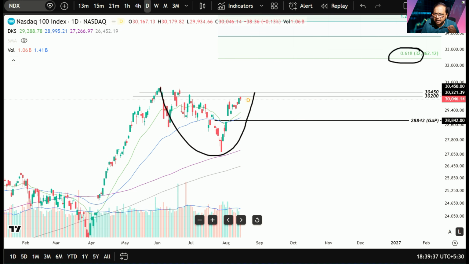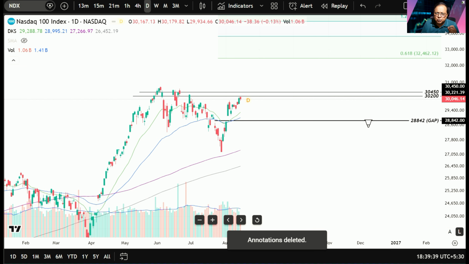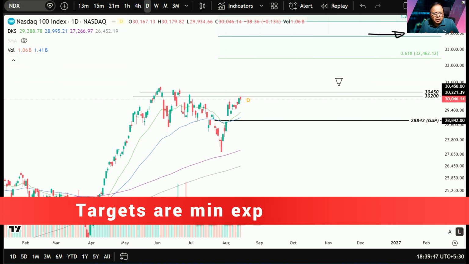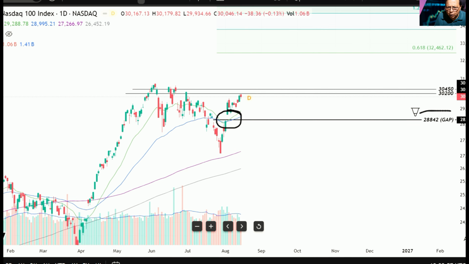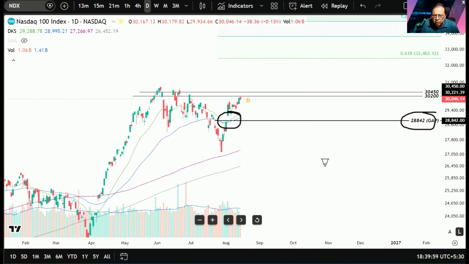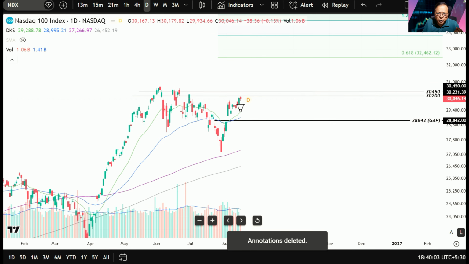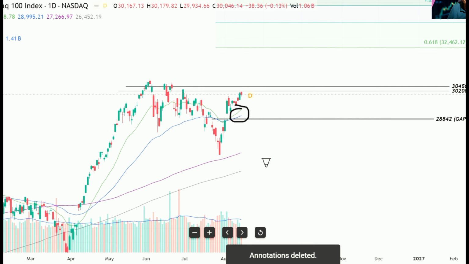61.8% expansion comes at around 32,462, while 100% expansion comes at 33,822. These are all notional because the target of any chart pattern is the minimum expected objective. While in NASDAQ, this is the important gap at around 28,842, which is an important support area, and there is an added support of EMA 21 and EMA 55 as well.